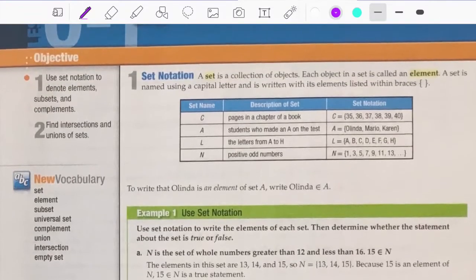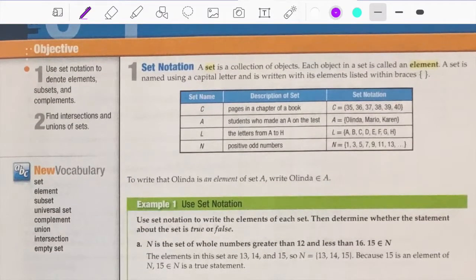Let's just talk about sets for a second. A set is just a collection of some sort of objects. It could be numbers, it could be anything really, and each object in the set is called an element. So if I were to talk about the set of whole numbers, it is 0, 1, 2, 3, and so on. It's no negatives, no decimals, no fractions. That is my set of whole numbers.